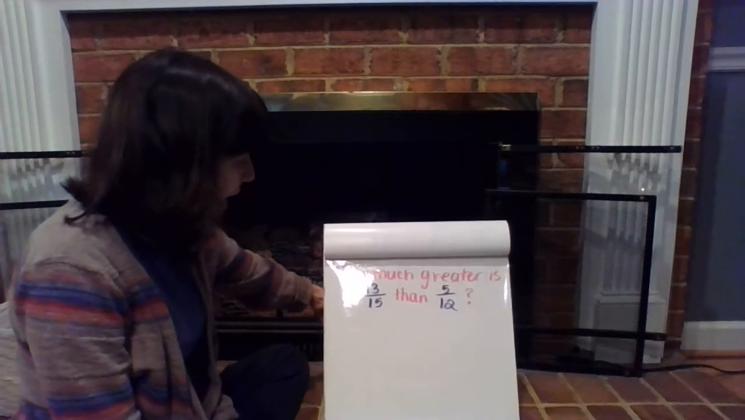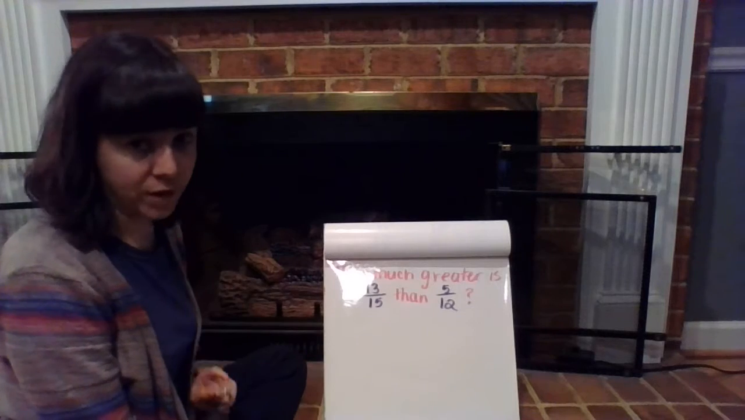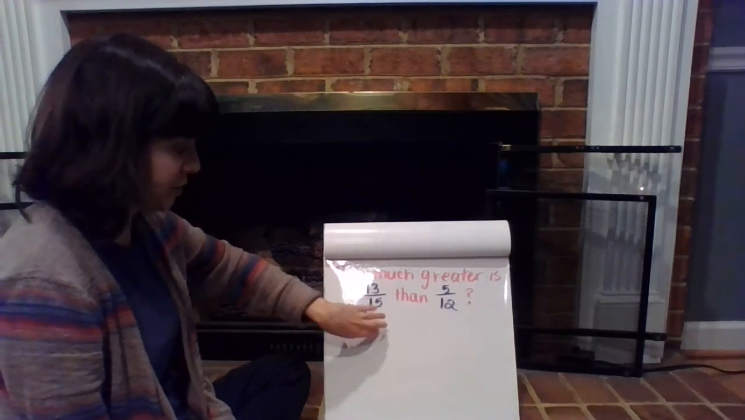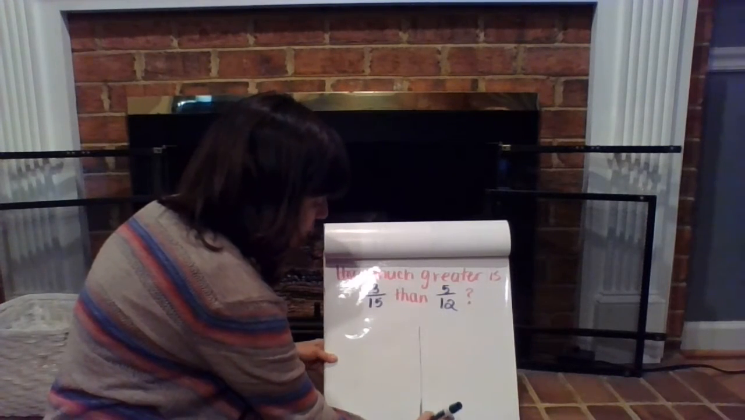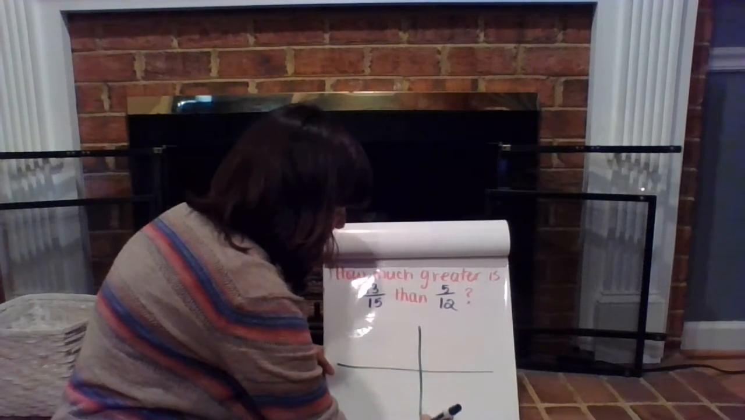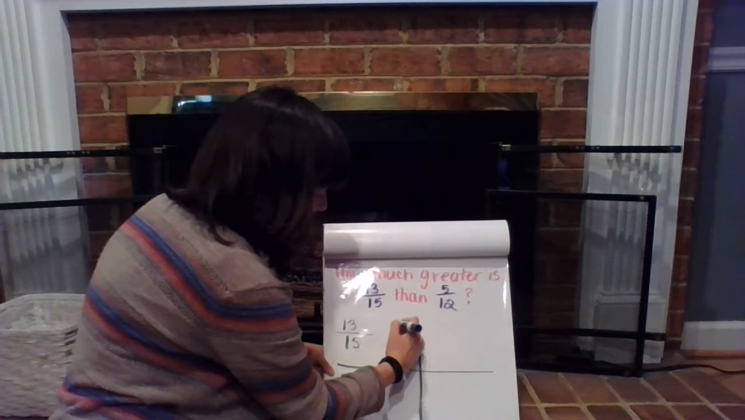Okay, number 2 says how much greater is 13/15 than 5/12? Okay, so it's telling you that this one is the greater fraction. It's greater than this one. But to find the difference, we're going to use subtraction. So I'm going to think of our 4 square method with fractions. I have 13/15 minus 5/12.